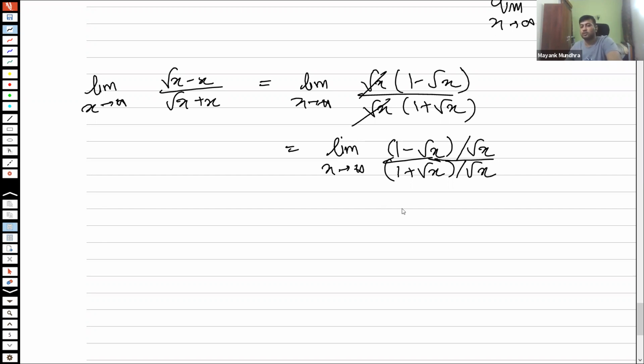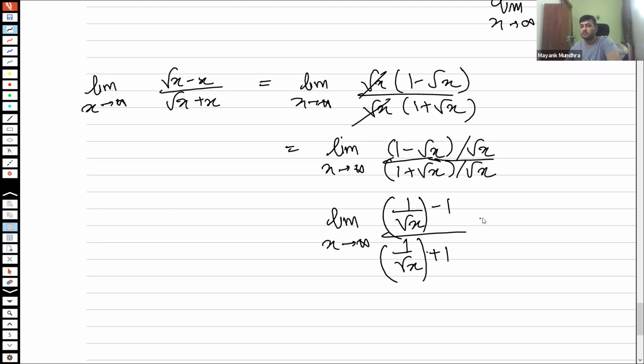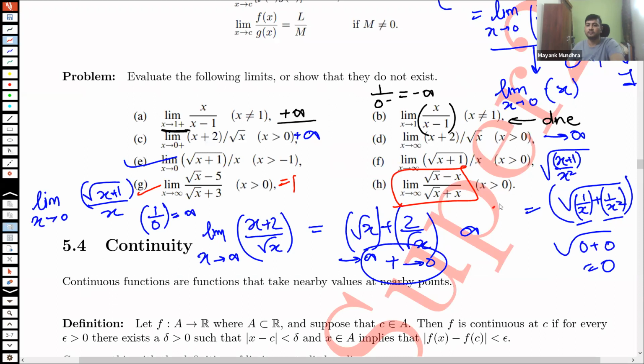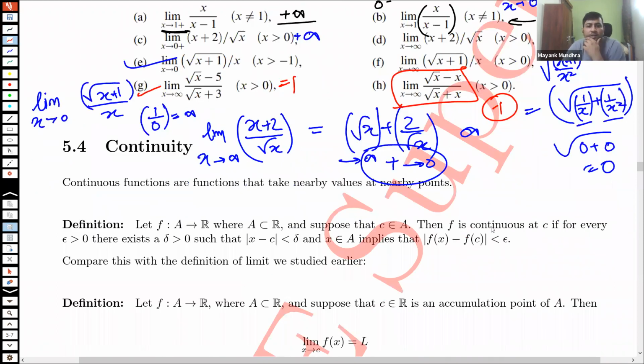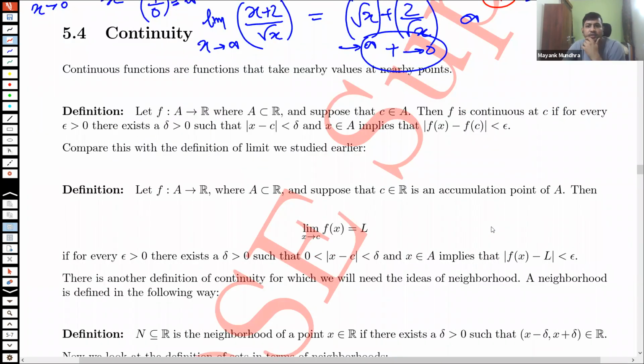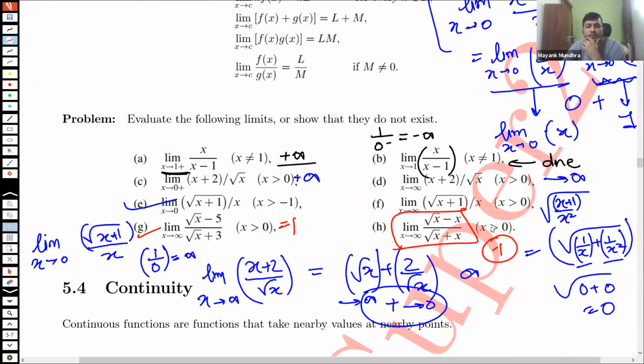So when you divide by root x, this becomes (1 by root x minus 1) upon (1 by root x plus 1), limit x tending to infinity. So this becomes 0, this becomes 0, so this becomes 0 minus 1 upon 0 plus 1, that is minus 1 by 1, so that is minus 1. So this is the answer here. All right, so that's limits for you.